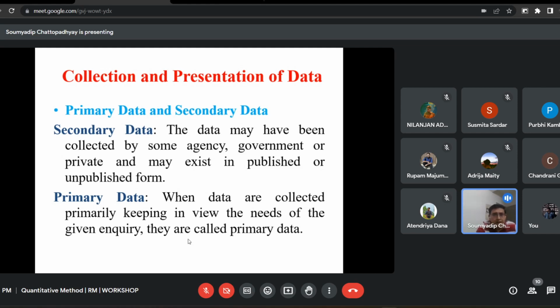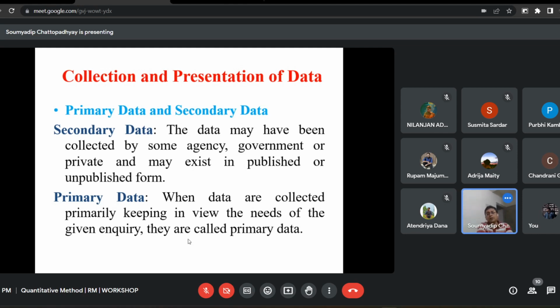Secondary data may be taken from government agencies or in some cases private agencies, and may exist in published or unpublished form. Typical examples are the Census of India, which gives valuable information on our population, the NFHS, National Family Health Survey, which gives information on health conditions, and the NSSO, National Sample Survey Organization, which publishes data on various issues. These are some of the government sources. There are also many private sources which collect and share information.